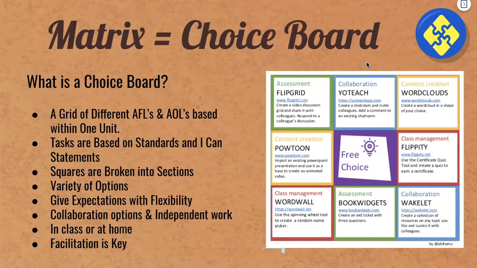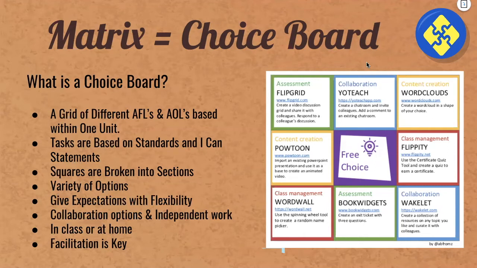And then these squares are broken down into sections. The way I structured it, I put squares into different sections, and we'll speak about that in a second. There's a variety of options of different kinds of tasks that students can do to demonstrate their understanding. In choice boards, you want to highlight flexibility with expectation. You want to make sure that students are doing things to a certain standard, but at the same time, you want to give them the flexibility to try to be independent, spearhead, and own the work that they're doing.